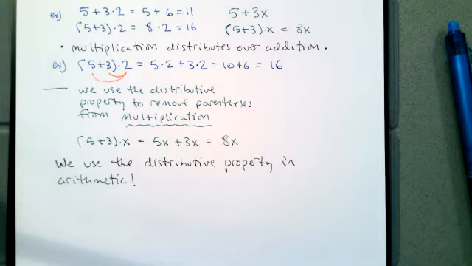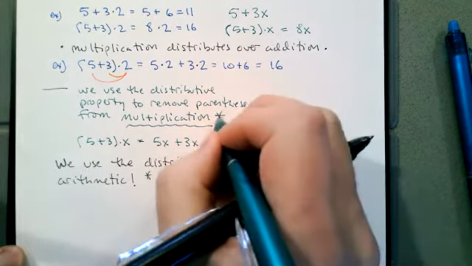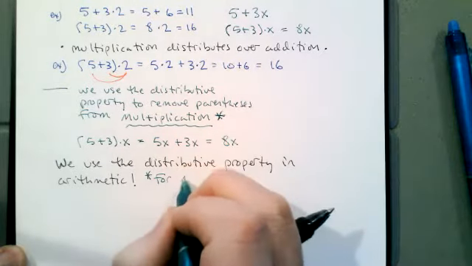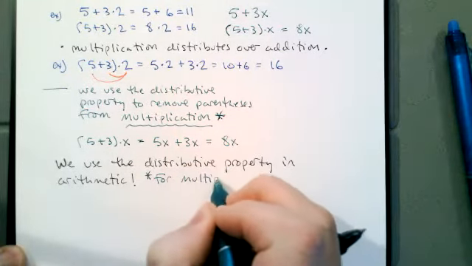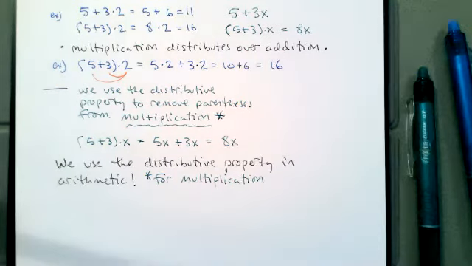We use the distributive property in arithmetic for multiplication. I need to make sure that we say that. For multiplication. This A times B plus C is AB plus AC thing is a multiplication thing, not a distributive thing. It's how the distributive property applies to multiplication over addition. But we already know how to do this.